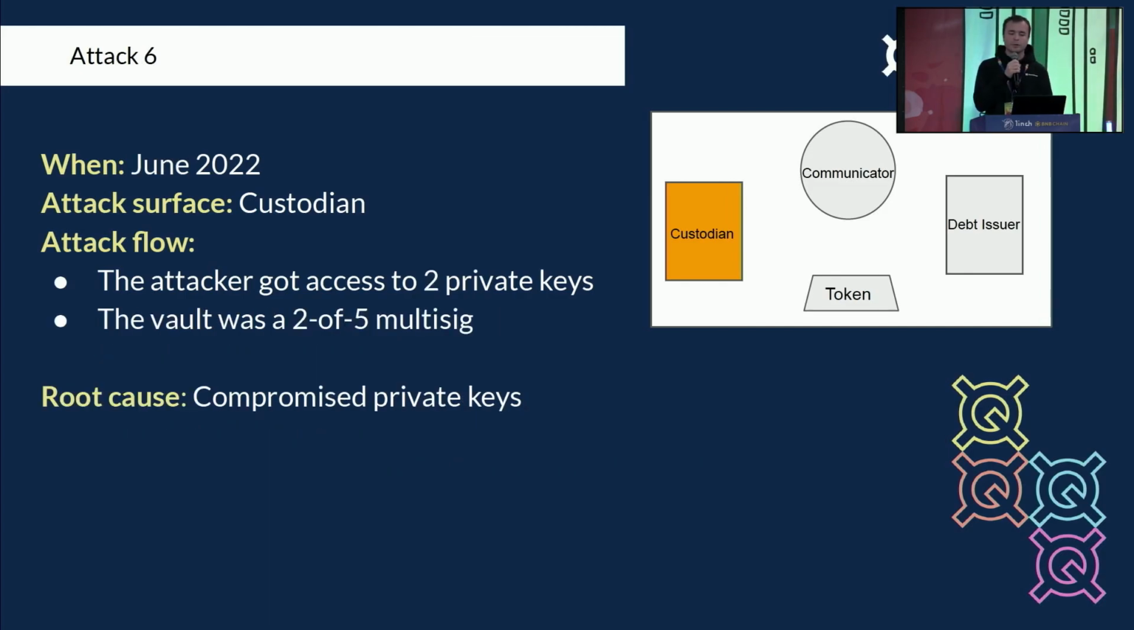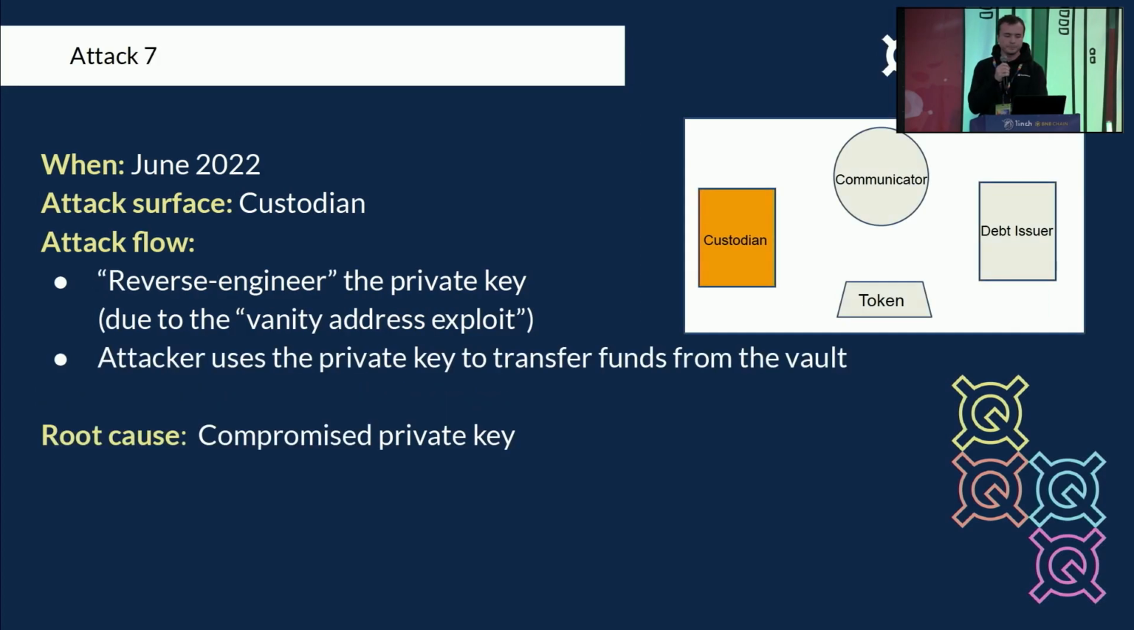Another attack involving compromised private keys happened in June as well, where the attacker got access to 2 private keys, and the vault required 2 out of 5 signatures. In this case, the exploit was possible since the threshold of the multisig was reached.